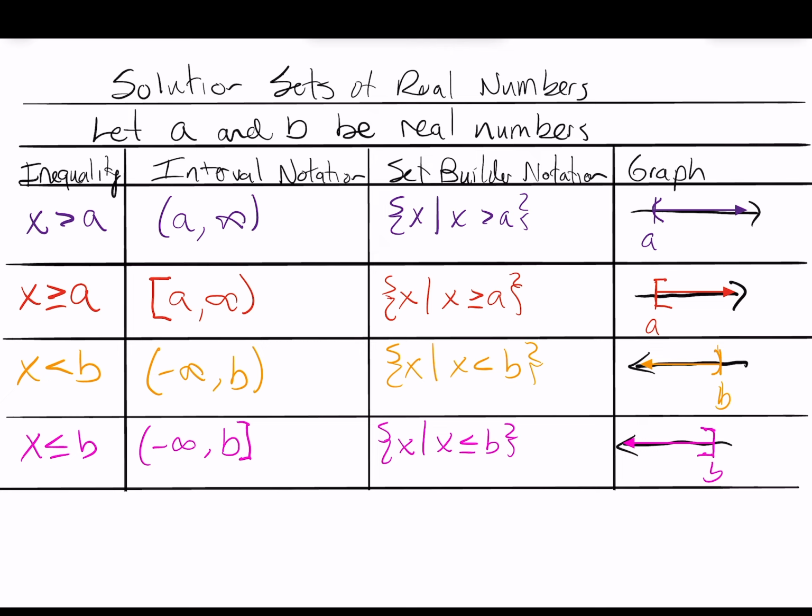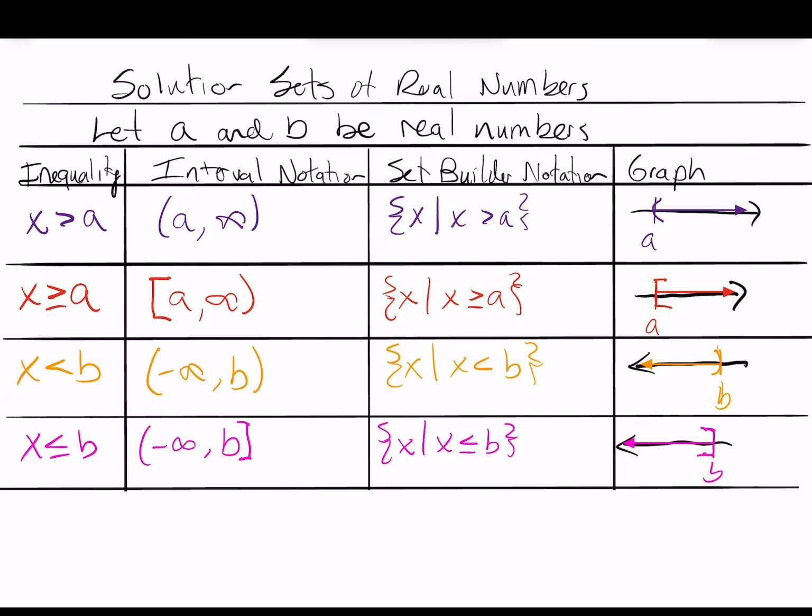In the graph, we start with the point a. Notice we have a parenthesis here, and it extends indefinitely to the right. The only difference between that and greater than or equal to in the next row is that we have a bracket here instead of a parenthesis. Same thing for our set builder and for our graph. The only difference is the bracket.